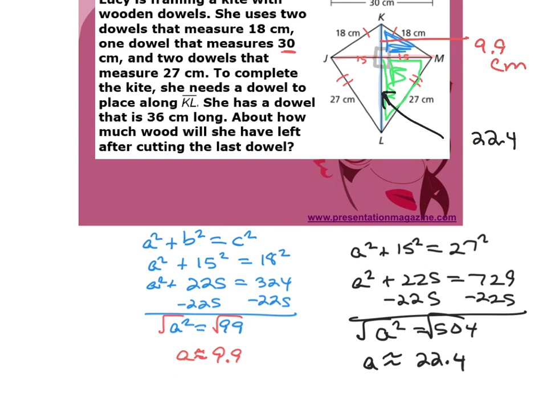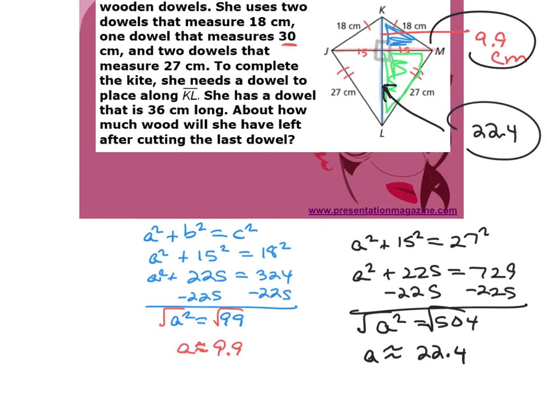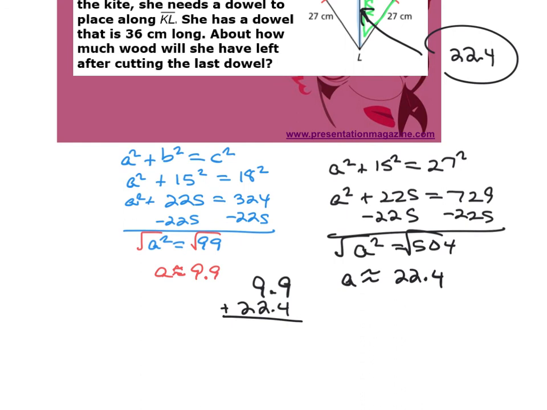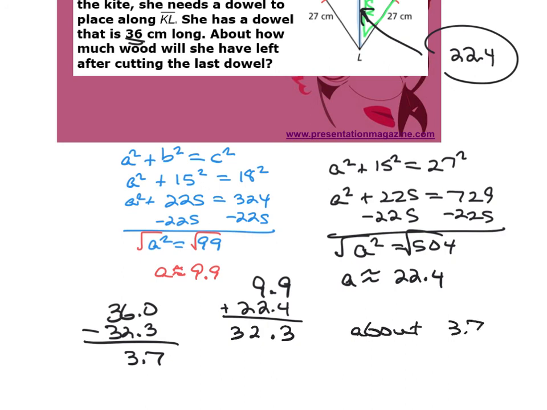Now I'm going to go back and add these two and figure out how much I'm going to have left. So 9.9 plus 22.4, and you get 32.3. The question wasn't how much do you need, it's how much will you have left. So we're going to take that 36 centimeter long dowel and subtract 32.3. And I get 3.7. So about 3.7 centimeters. That's how much wood she would have left.